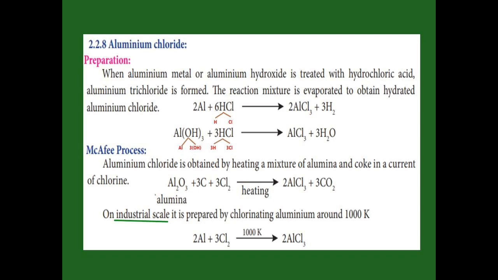Next one, the McAfee process. In the McAfee process, alumina, that is Al2O3, plus 3 carbon, that is coke. What is coke? Coke is carbon only. Along with the carbon and in the presence of chlorine, on heating it gives aluminum chloride along with carbon dioxide. On an industrial scale, where we need more aluminum chloride, we can use this process: aluminum metal is directly combined with chlorine. At 1000 Kelvin, we get aluminum trichloride in large amounts. This is called the industrial scale.